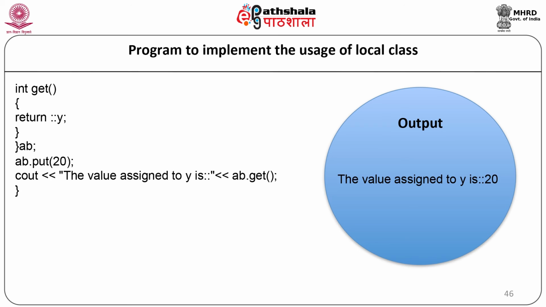As you can see here, the local class, the complete class, is defined under the function void g, and inside this class we are accessing the global variable y. So, this is the thing that you have to notice here inside the local class.